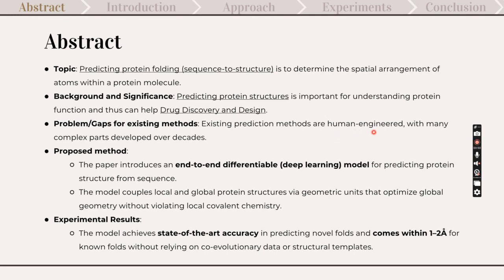For example, they are human engineered, so they might not be suitable for large-scale prediction problems. This paper introduces an end-to-end differentiable, basically deep learning model for predicting protein structure from sequence. They claim that they optimize global geometry without violating the local covalent chemistry. What is thrilling is that the model achieves state-of-the-art accuracy in predicting novel folds and pretty close to the state-of-the-art for known folds.